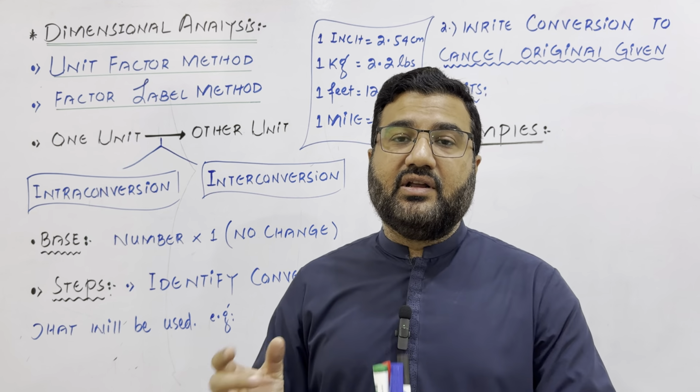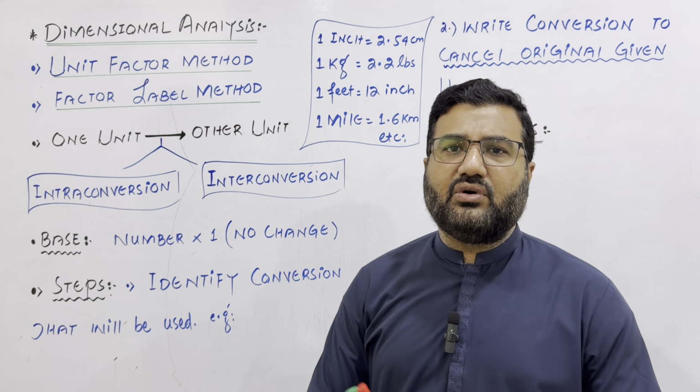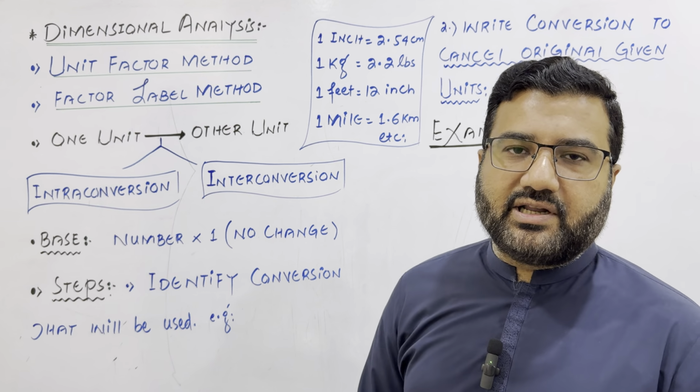Now this complete method of dimensional analysis is based on a fact, and the fact is very simple: if a number is multiplied by 1, there will be no change in the number. You already know that whenever any value is multiplied by 1, there is no change in that value. Because we use the factor 1 here, this method is also called the unit factor method, because unit simply means 1.